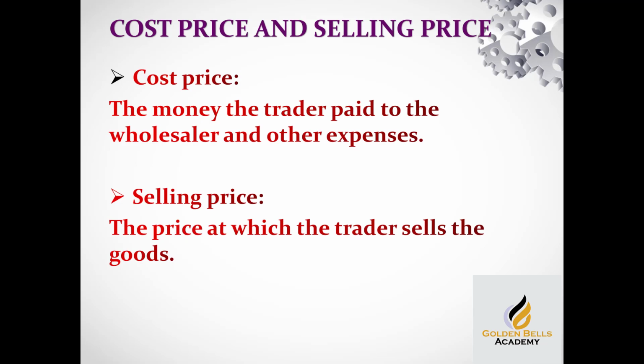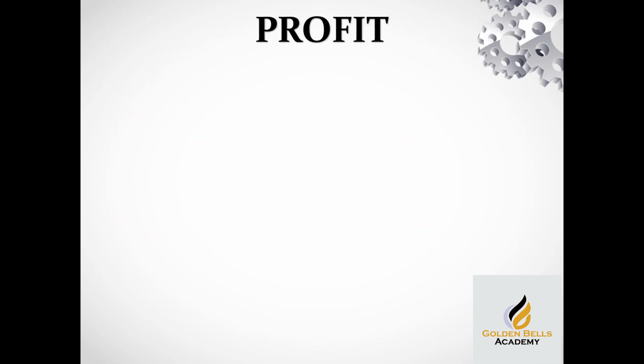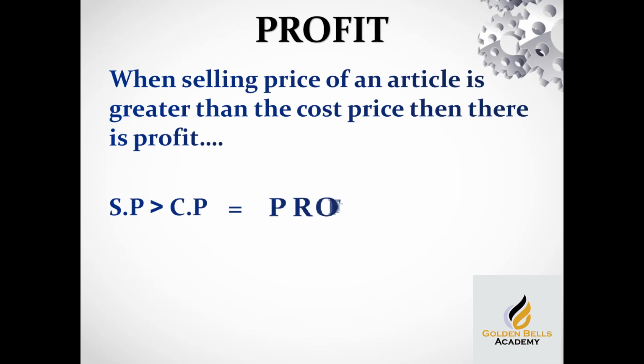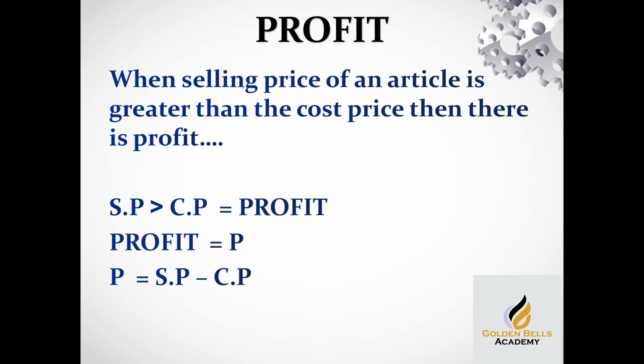Good. All right. So let's look at profit now. We say when the selling price of an article is greater than the cost price, then there is profit. Selling price greater than cost price is profit. Don't forget that profit is P. Anywhere you see P under profit and loss, you are simply referring to profit. Now, we say profit equals SP minus cost price. That is the formula for finding profit. Good.